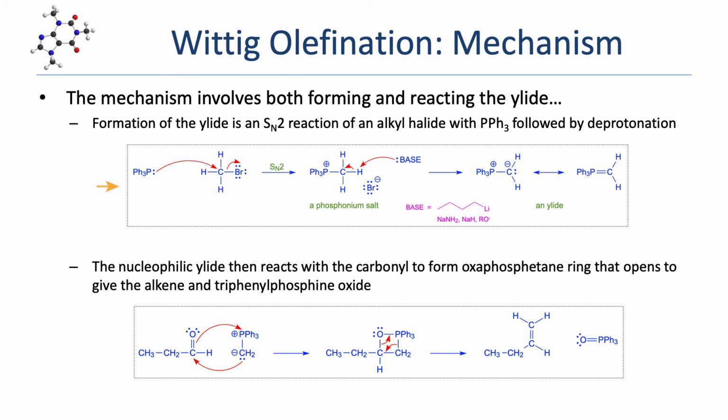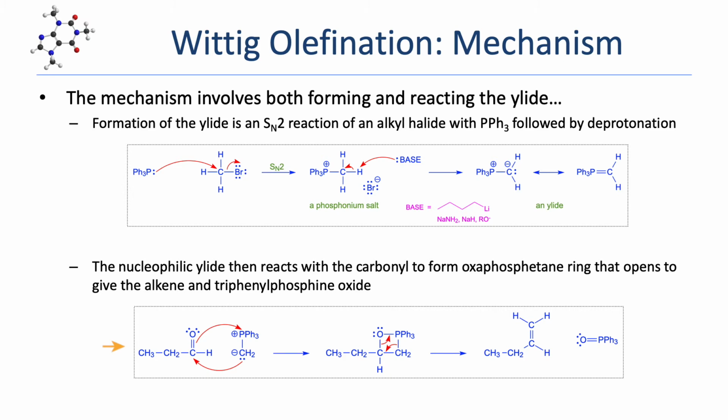The base that's used is typically tuned to match the acidity of the hydrogen being removed. More acidic hydrogens, such as those adjacent to an electron withdrawing group, can be removed with modest bases such as alkoxides and hydroxide. Less acidic hydrogens are removed with stronger bases such as sodium hydride, sodium amide, and n-butyllithium. Once prepared, the ylide can then be reacted with an aldehyde or a ketone. In this part of the mechanism, the ylide acts as a nucleophile.